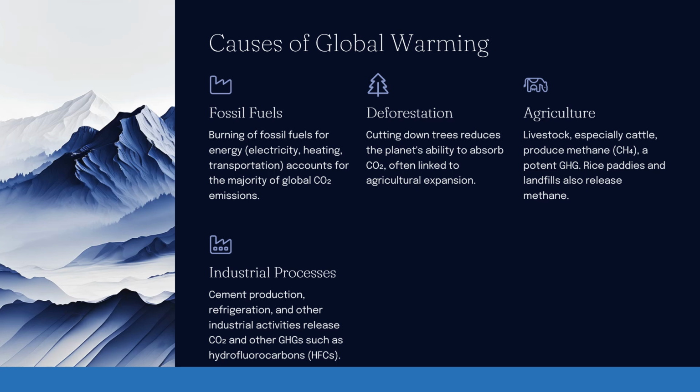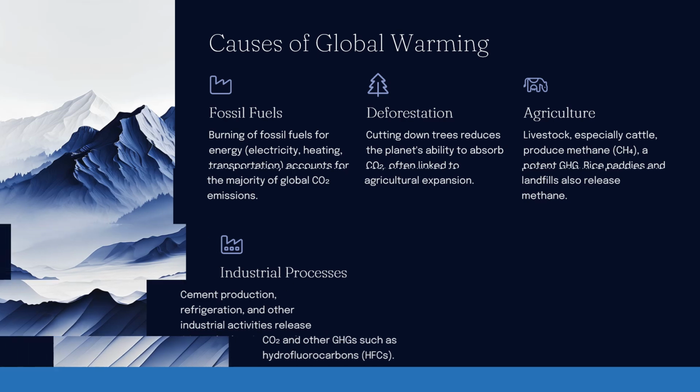Agriculture. Farming, particularly livestock like cattle, produces methane, CH4, a potent greenhouse gas. Other sources of methane include rice paddies and landfills. Industrial processes. Certain industrial activities, such as cement production and refrigeration, release CO2 and other harmful gases, like hydrofluorocarbons, HFCs, which also contribute to global warming. These activities all play a part in accelerating the warming of our planet.